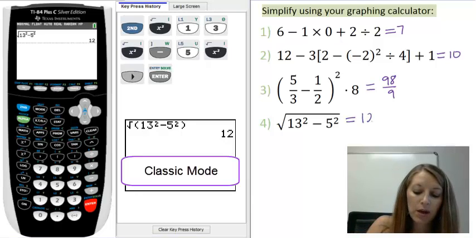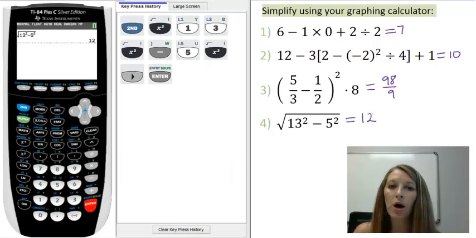So we don't have to do any special thing in the calculator when there's multiple operations. All we have to do is type it like we see it.